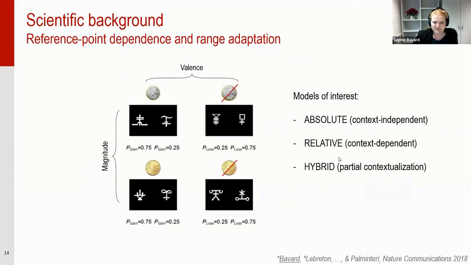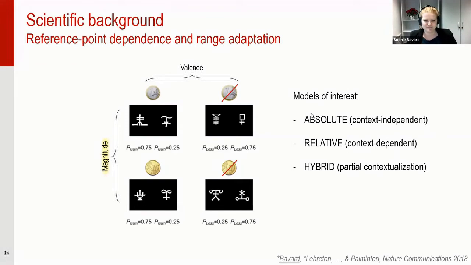To compare these different valuations, we developed two versions of a classical reinforcement learning task, which manipulated valence and magnitude. The participants could either win or lose a big or a small amount of money. We compared three main computational models which implement the three types of valuations that I just presented: absolute, which would be context independent, relative for context dependence, and hybrid for a partial contextualization.